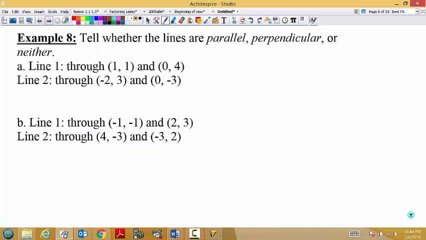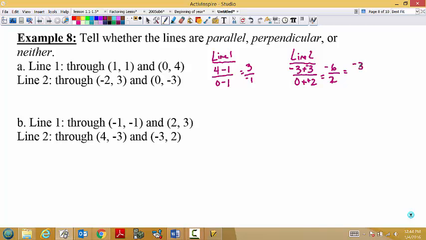Tell whether the lines are parallel, perpendicular, or neither. So we find the slopes of each. So line 1, 4 minus 1 over 0 minus 1. That's 3 over -1. Line 2, -3 minus 3 over 0 minus -2. That's -6 over 2. Just kidding. That's -3 over 1. Make sure I did that right. I did. They're almost perpendicular. If one of these had been positive, they would have been perpendicular, but they're neither. Because it's not an opposite reciprocal.